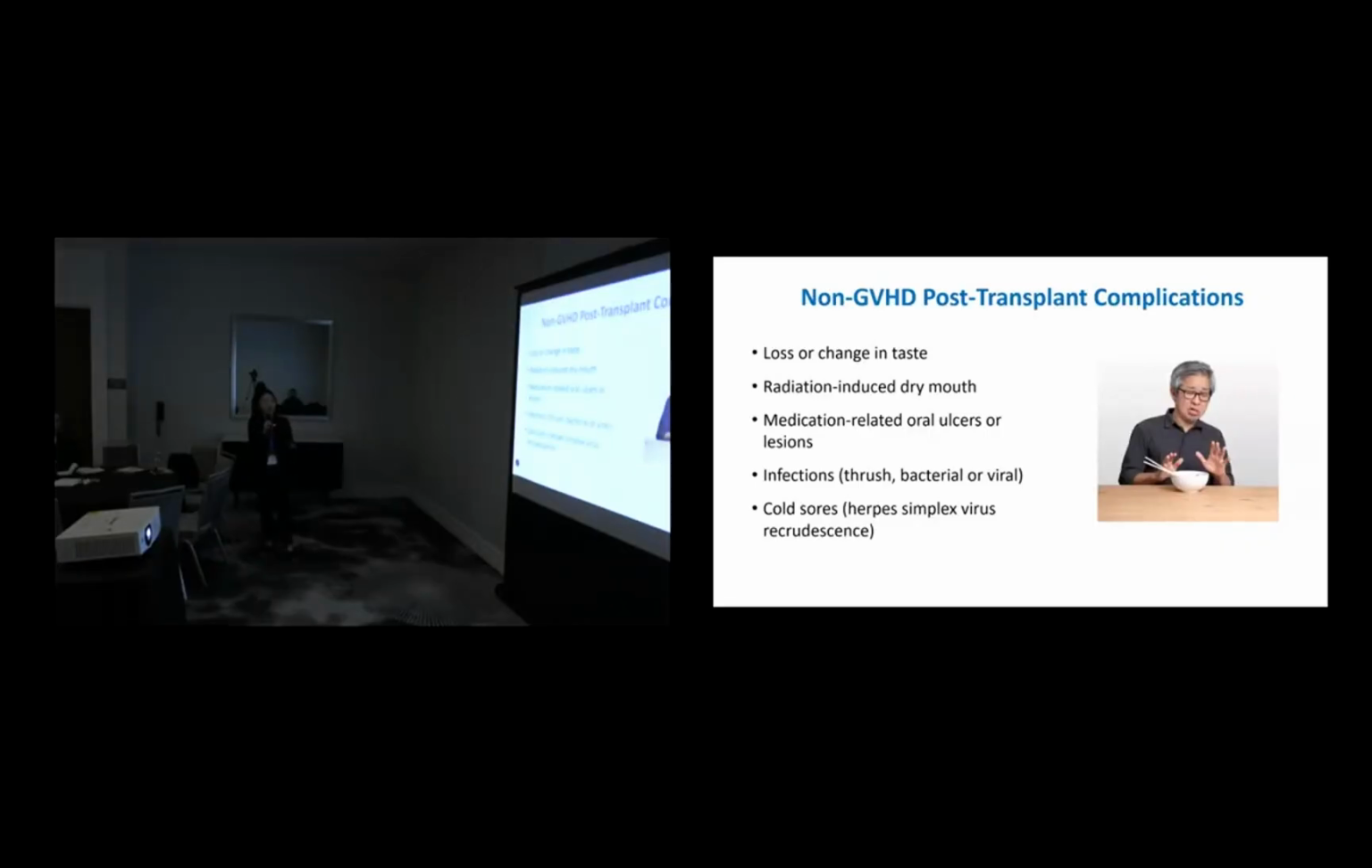Now, let's discuss some non-GVHD post-transplant complications. First and foremost, the loss or change in taste. This can be related to the chemotherapeutic agents you received in the past. It could appear suddenly, and it's about how your mouth perceives taste and texture as well. Things that you used to eat and enjoy, like meat, you no longer want because it just tastes off and feels different in your mouth.